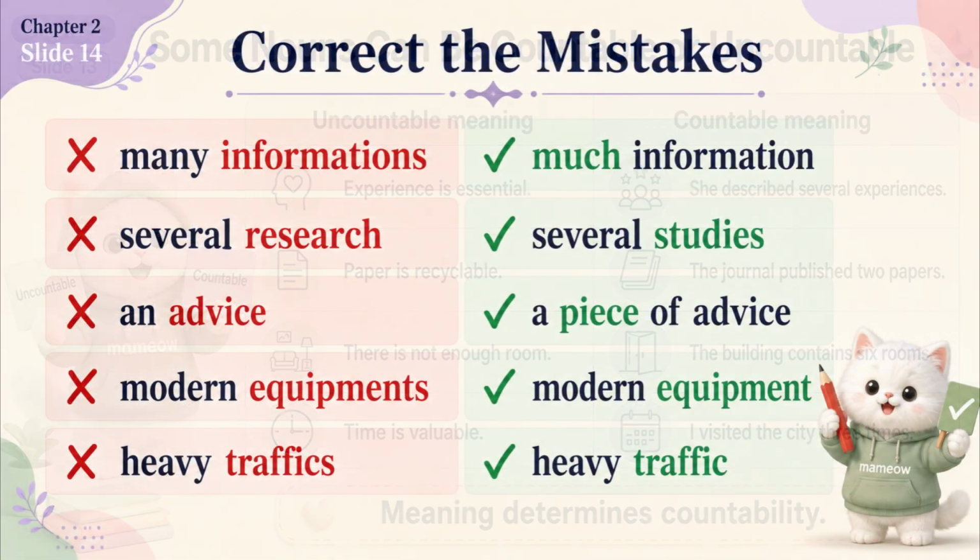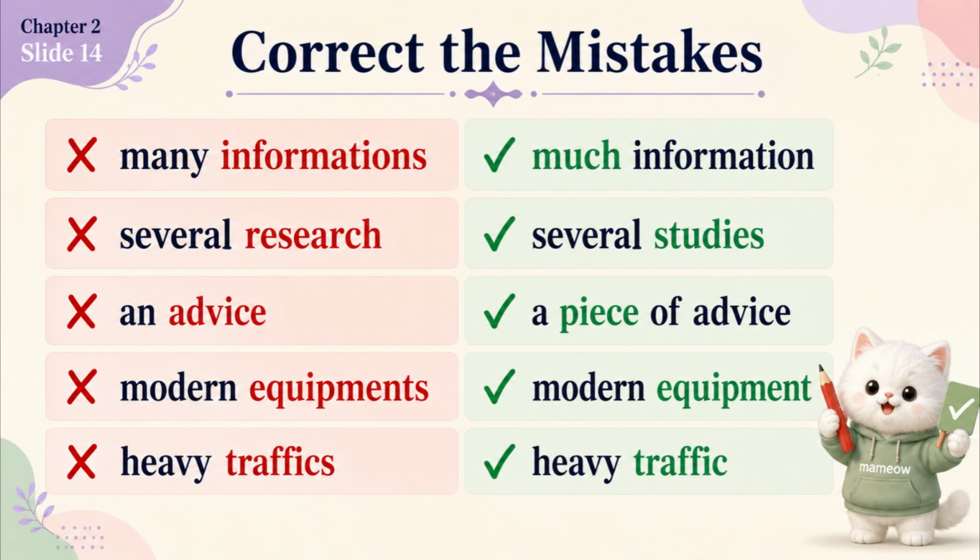Let's correct 5 common mistakes. Information is uncountable, so we say much information, not many informations. Research is normally uncountable. If we mean several separate investigations, we can say several studies. We cannot normally say an advice. We say a piece of advice.